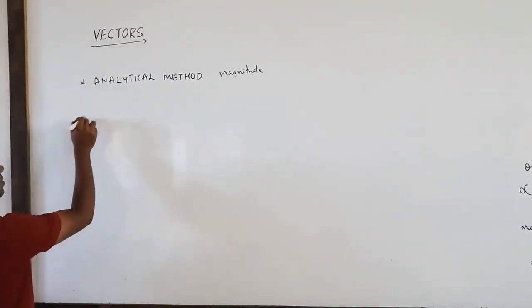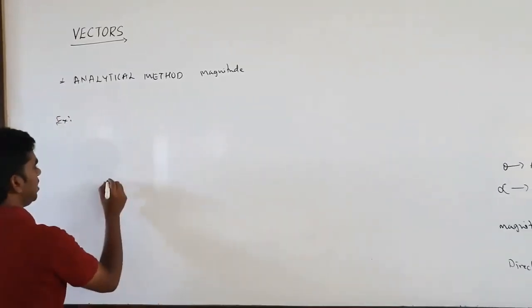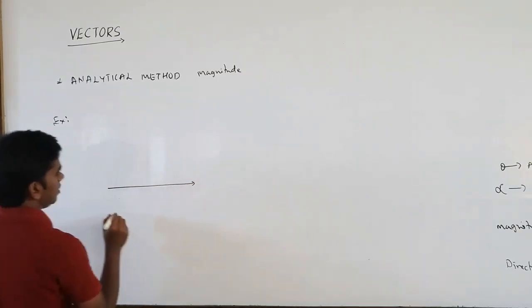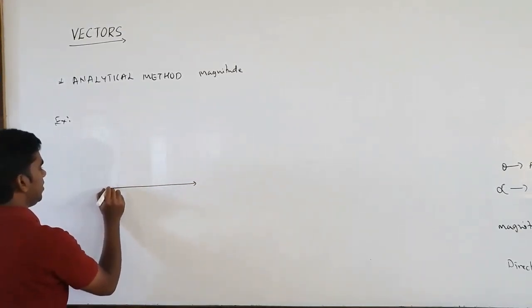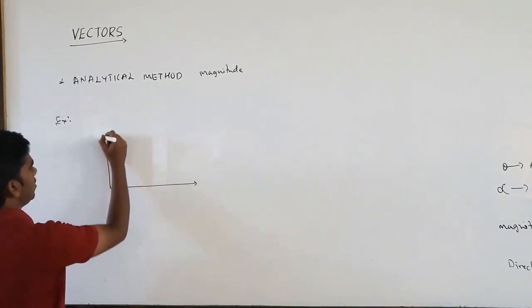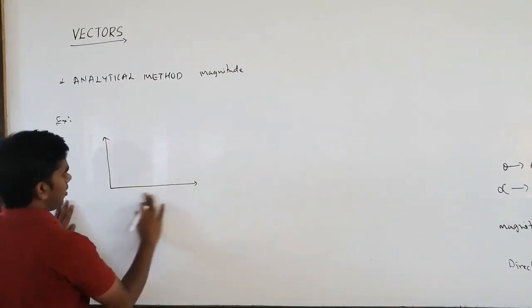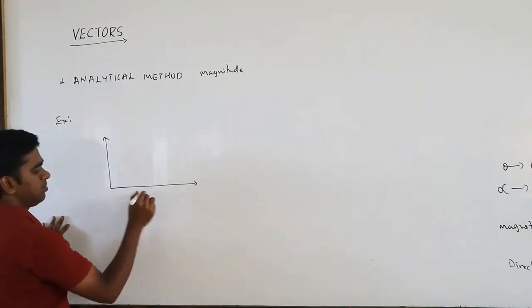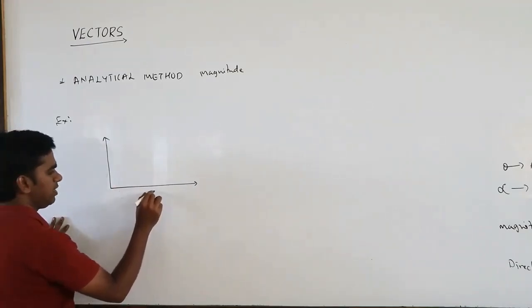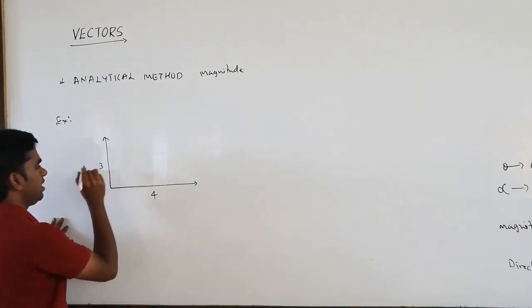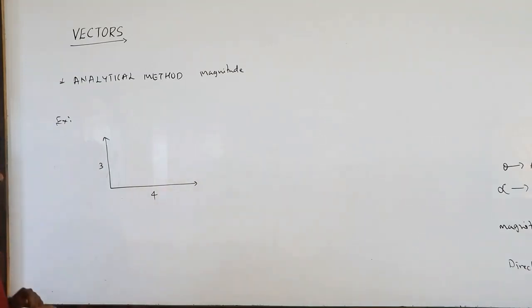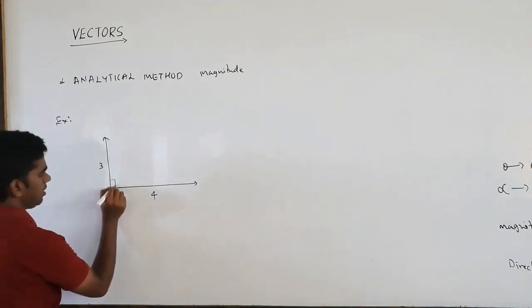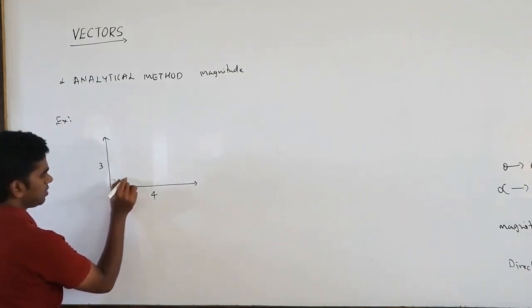Let me take an example of the analytical method. Suppose I take one vector over here and another vector perpendicular to this one. This is our vector B, and this is our vector A. I am talking about magnitude only. I will take this as 4 and this as 3. So what is theta, the angle between these two? It is 90 degrees.